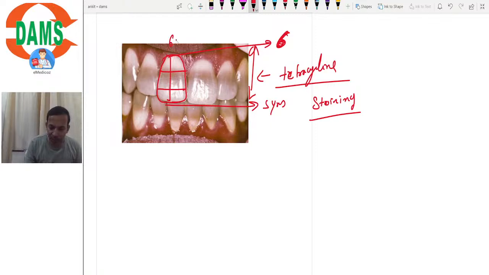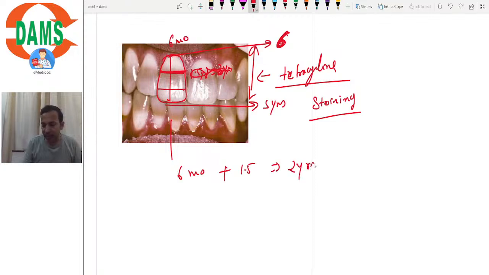So if it starts at 6 months, then the first line represents when the tetracycline staining has initiated. So by luck, it has coincided with the first mark, right? So this first mark would be at 1.5 years from the inception. So 6 months plus 1.5 years, that would be 2 years, right? It started at 6 months, and 1.5 years later, the drug was administered. So approximately 2 years, that would be the age when the tetracycline administration began, right?